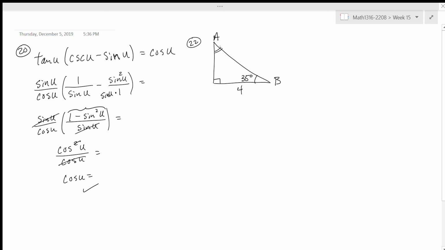I don't know angle A. I do know angle C though, right? 90. But I don't know little c. And I don't know little b. Oh, but we can find A. So what is angle A? 65? 55.